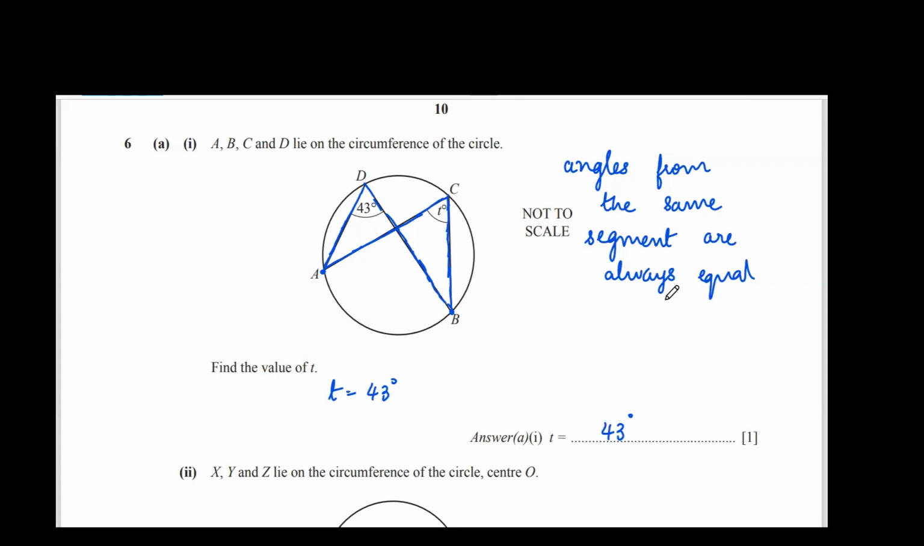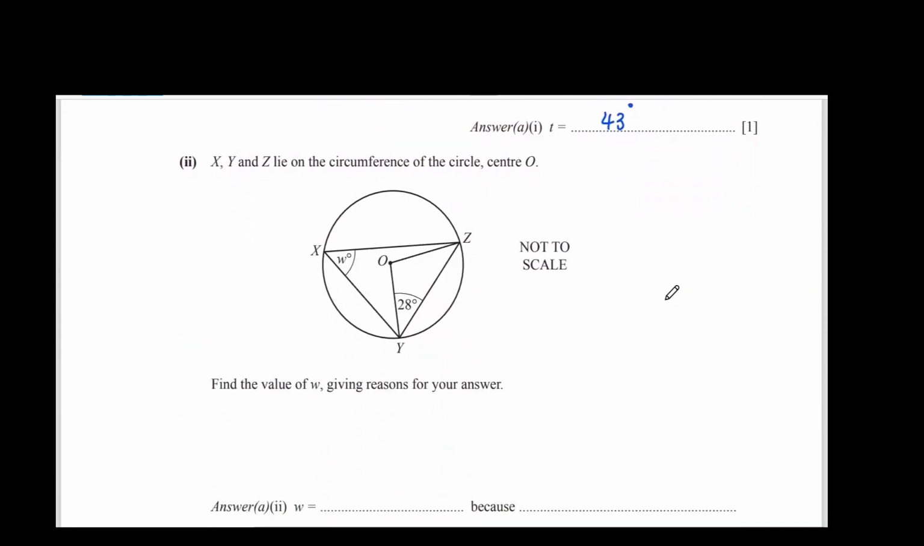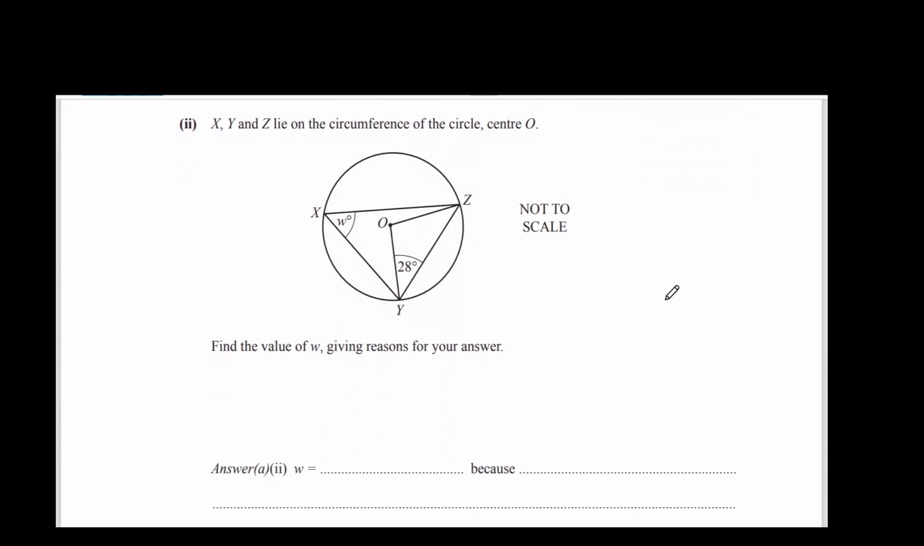Now moving on to the second part here. X, Y, Z lie on the circumference of the circle with center O. Find the value of W giving reasons for your answer. O is the center, so OY and OZ are both radii. That means these two sides are equal. If two sides are equal, then the angles opposite to them are equal. So if this is 28, this will also be 28.